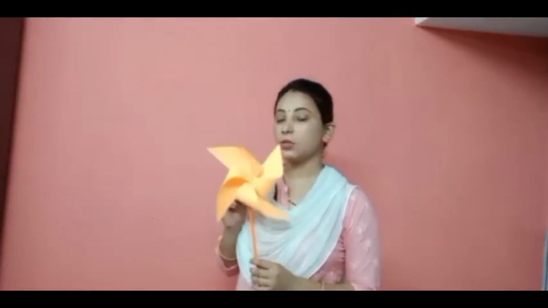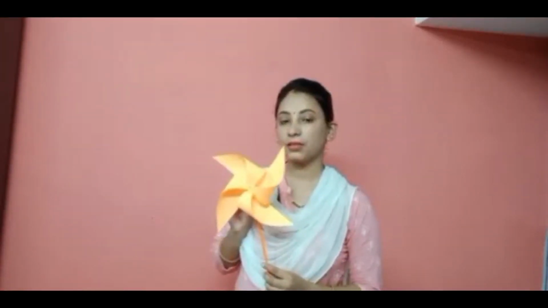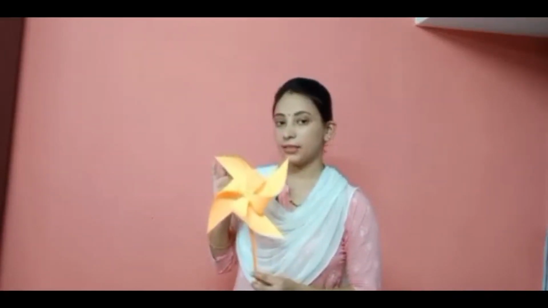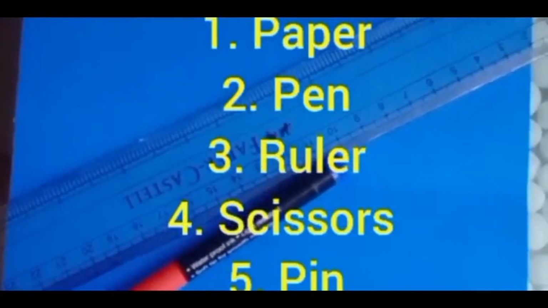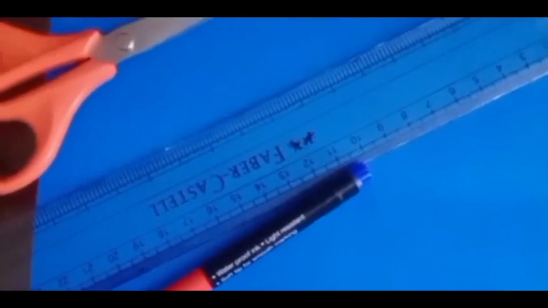Now, do you want to know how I made this windmill? Science is so much of fun, isn't it? Let us learn how I made this paper windmill. For this, you need a sheet of paper, pen, ruler, scissors, pin and a straw.